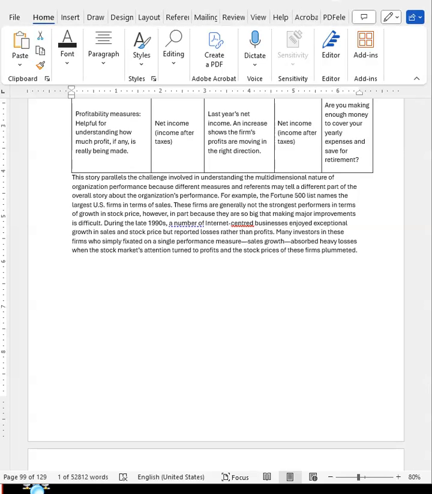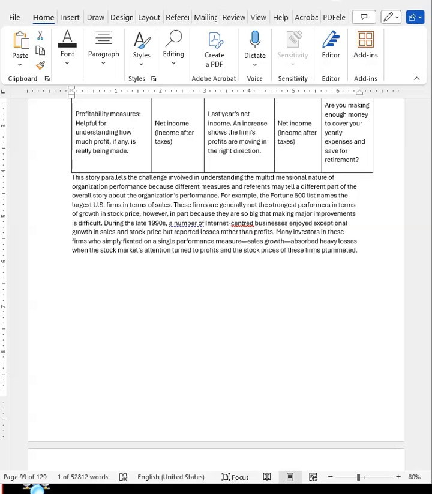This story parallels the challenge involved in understanding the multidimensional nature of organization performance because different measures and reference may tell a different part of the overall story about the organization's performance. For example, the Fortune 500 list names the largest U.S. firms in terms of sales. These firms are generally not the strongest performers in terms of growth in stock price, however, in part because they are so big that making major improvements is difficult.